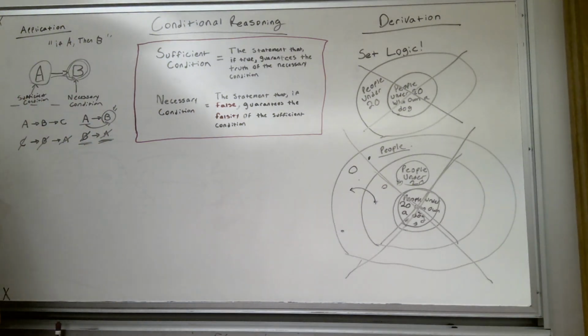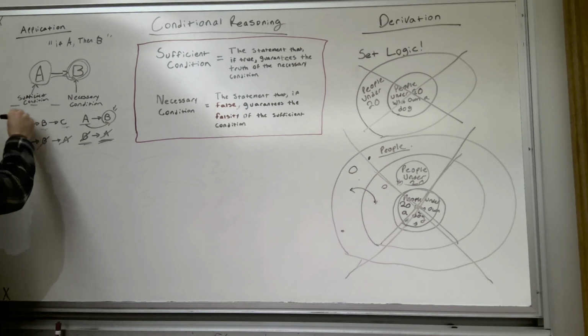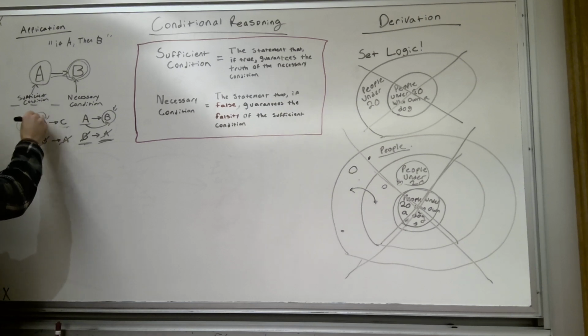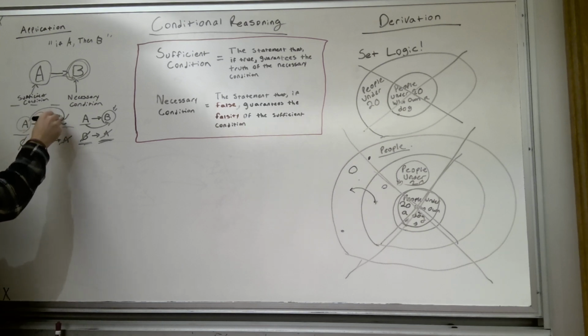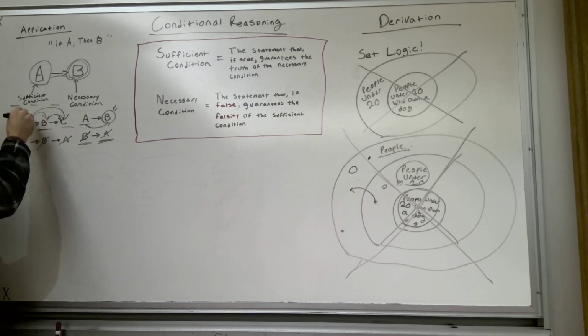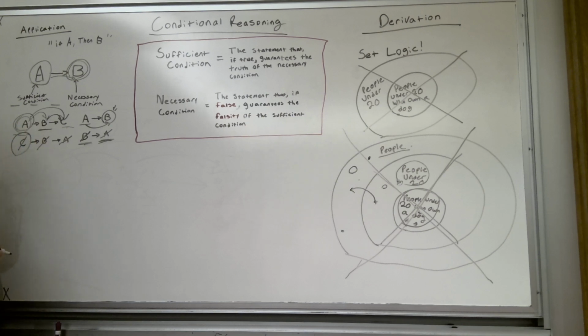And as for chain conditionals, right here, they are typically described by multiple arrows pointing to the various conditions described. So A right here would be sufficient for both B and C, which means that if A is true, B and C are guaranteed to be true. If B is true, then only C is guaranteed to be true, but we don't know whether A is true or not. Likewise, if we know that C is false, since C is the necessary condition and is the largest superset, then we also know that B and A are false.